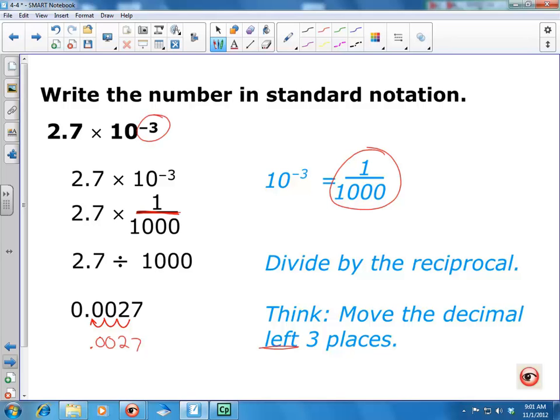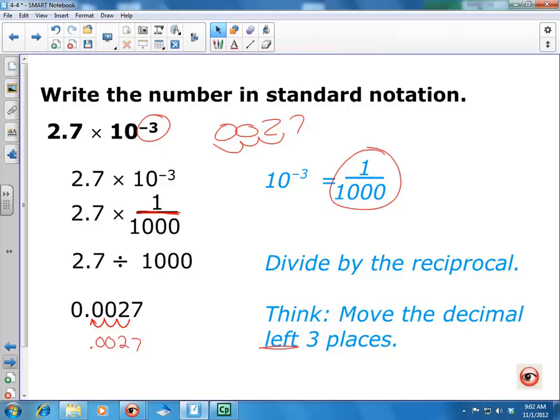That's simple enough. You could take your 2.7 right here and move your decimal 3 places to the left. 1, 2, 3. That's it. That's all there is to it. I don't want to say there's no math involved, but there's no actual multiplying or dividing that we have to do.